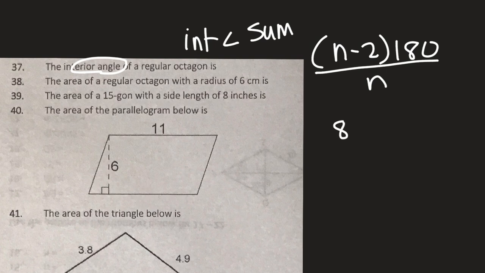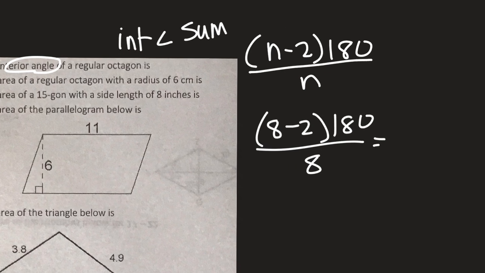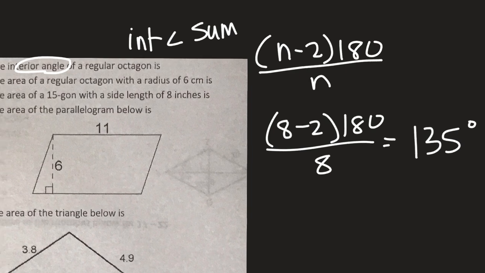Okay, so an octagon has 8 sides. 8 minus 2 times 180 divided by 8. So that should give us an interior angle measure of 135 degrees for an octagon.